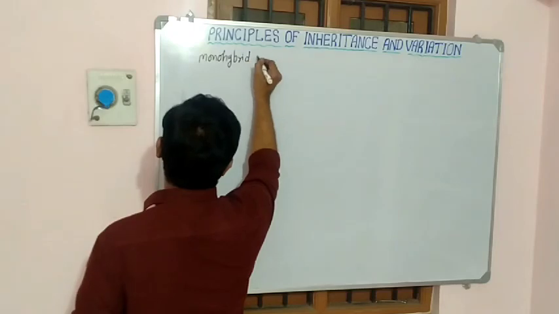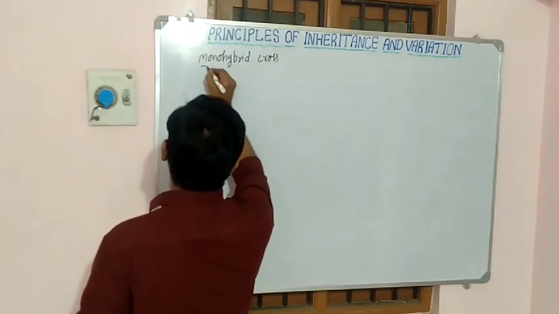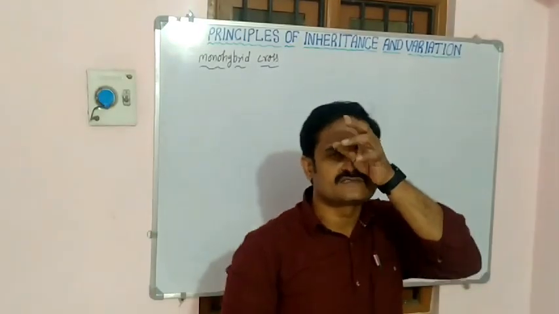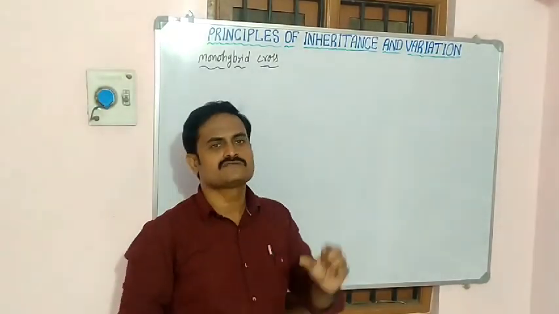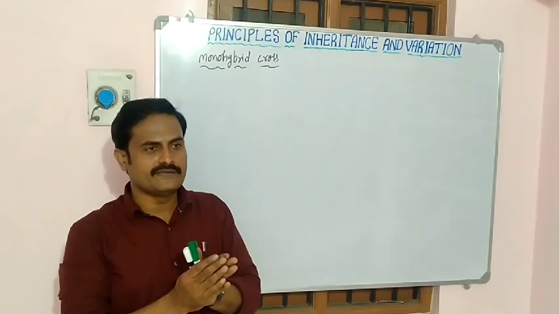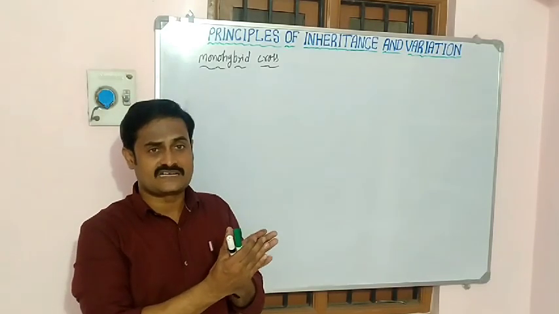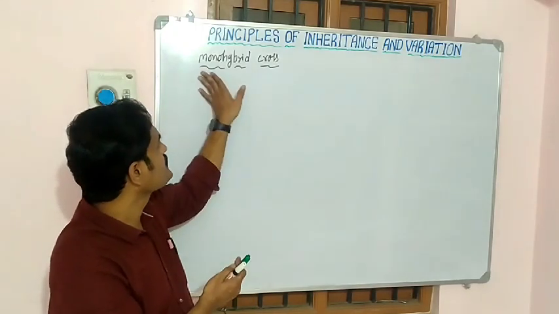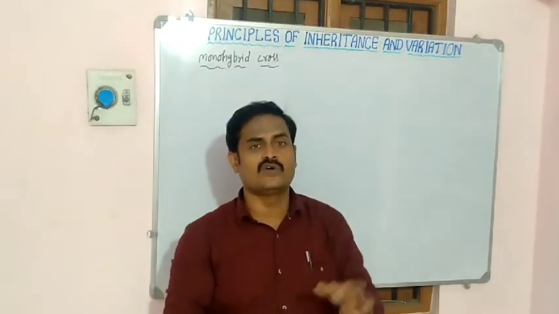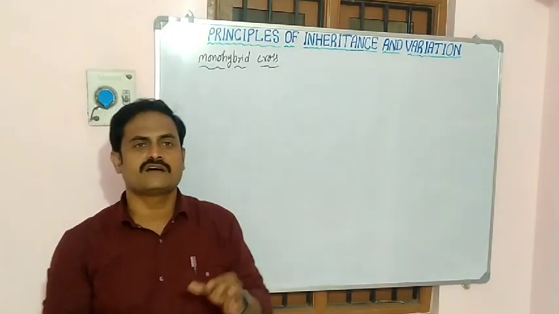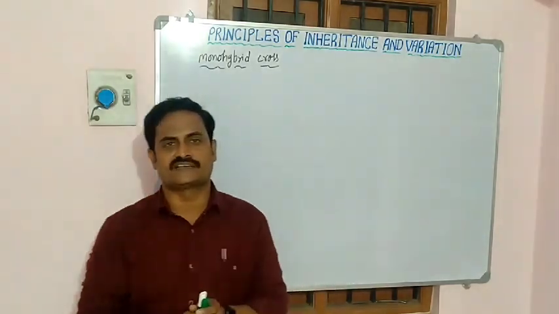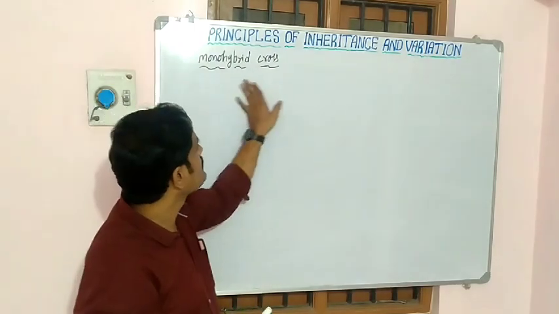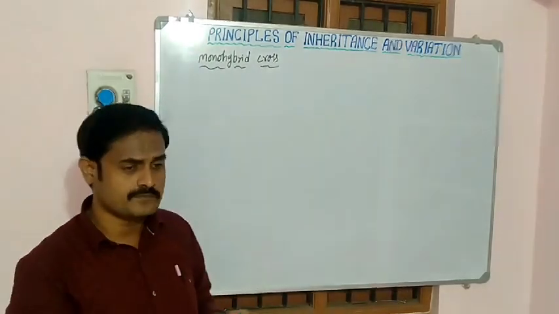Monohybrid cross. So what is the meaning of monohybrid cross? Remember, mono means one, hybrid means two different traits, crossing between the two different traits to form some plants. That process is called what? Monohybrid cross. Hybrid means always heterozygous characters, not homozygous, always heterozygous. Remember that.